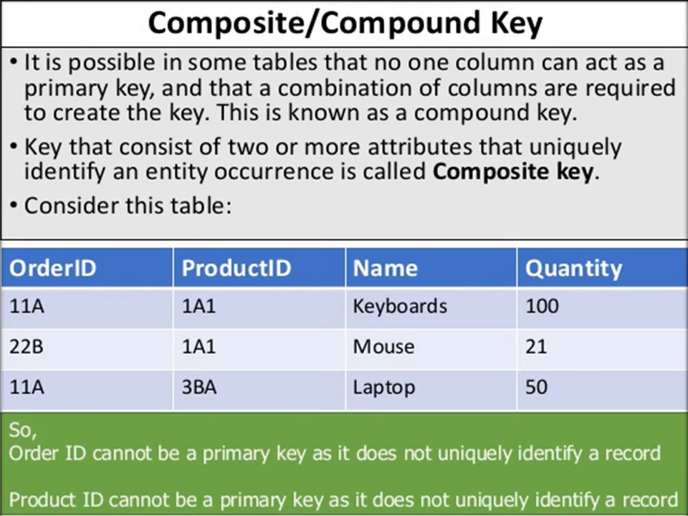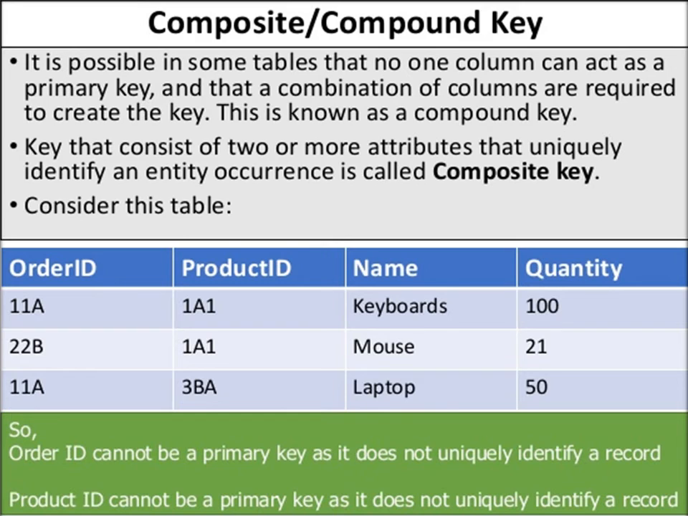So what is the solution for that? First of all, the order ID and product ID cannot be chosen as a primary key. But what we can do is use the combination of these two columns to create the primary key. So this will be known as a compound key. When there is no column that can act as a primary key, and we choose a combination of columns to create the key, it will be known as a compound key.